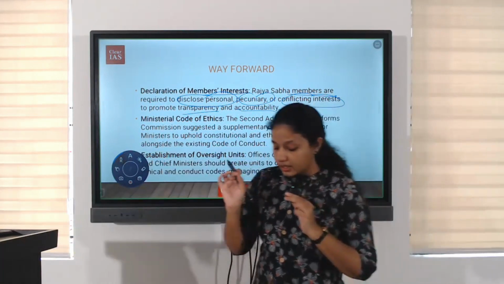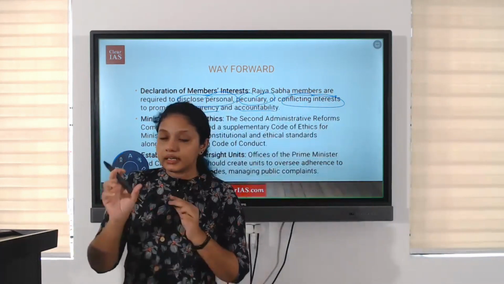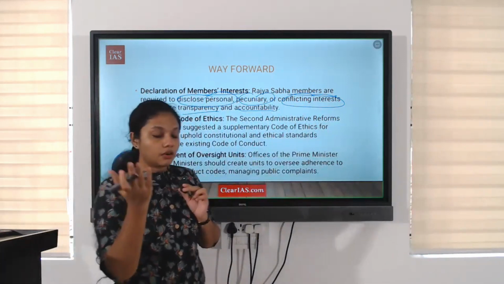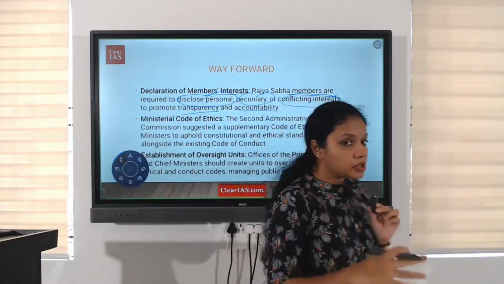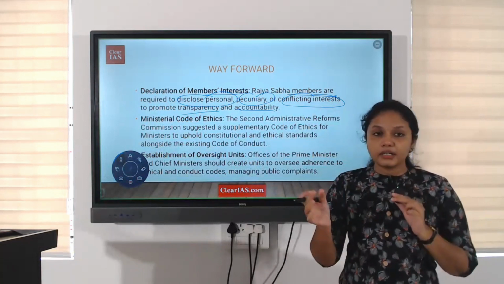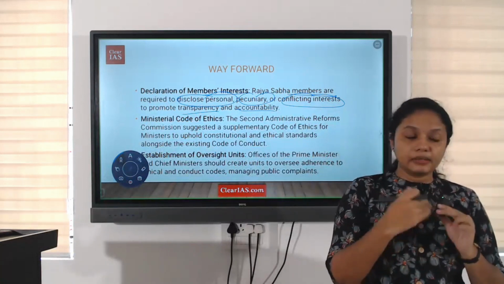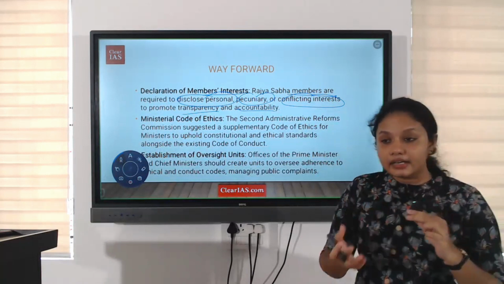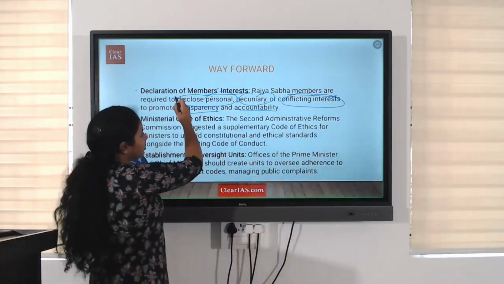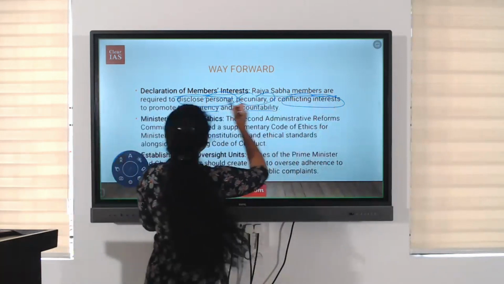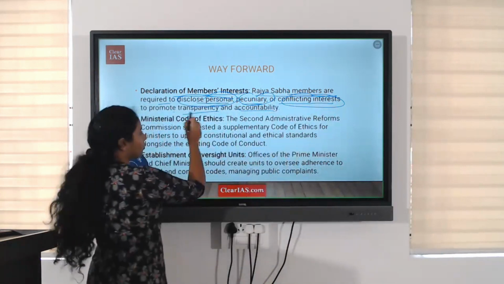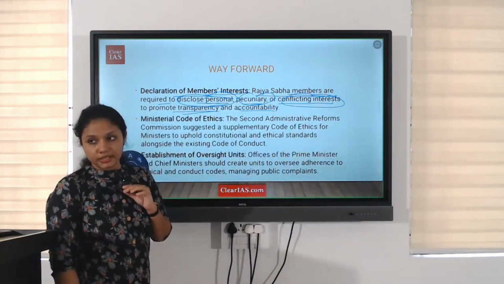The first thing is that unethical conduct, or what is unethical, is not defined. So one of the counters is that the members should first declare what their interests are. Okay, initially, prima facie, by declaring their interest, the ambiguity of the unethical term could be reduced. So, declaration of members' interest: Rajya Sabha members are required to disclose their personal, pecuniary or conflicting interest to promote transparency and accountability.